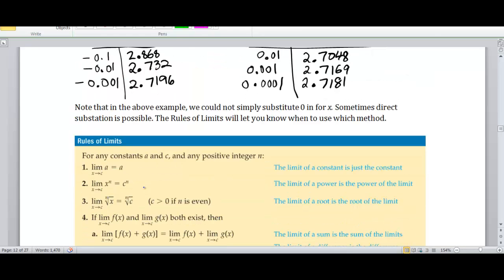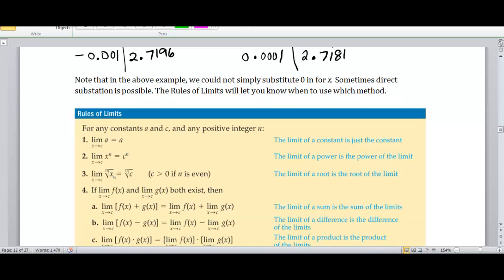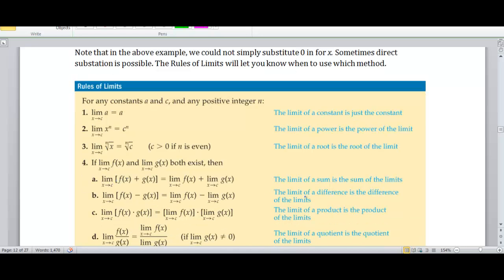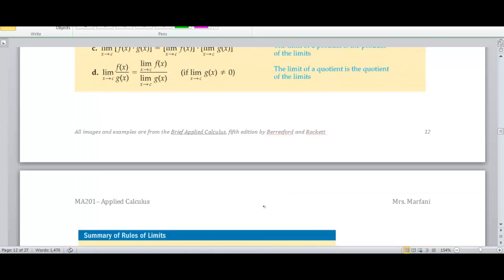Okay, so a limit of a constant is that constant itself. Limit of x to the n, you can plug in c itself. If you have a square root or a cube or any kind of root, you can plug in the function itself. Then you have a limit of a sum is the sum of the limits. Limit of a difference is the difference of the limits.